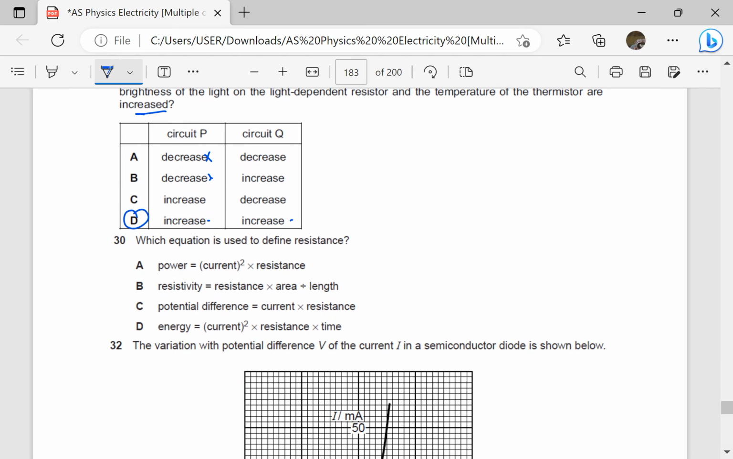Which equation is used to define resistance? We have power is equal to current squared times resistance. Normally we define resistance as PD per unit current. So the answer is going to be C. Potential difference is equal to current times resistance, which means resistance is PD per unit current.